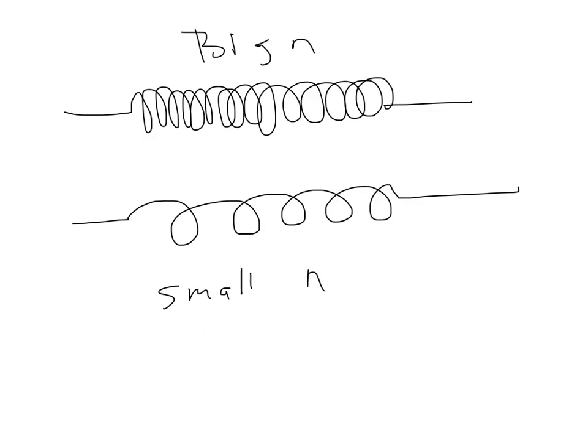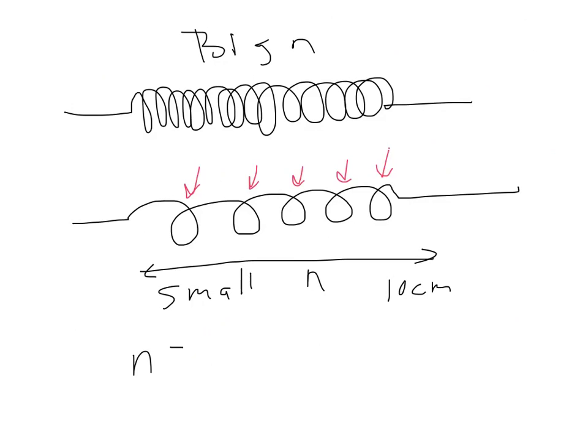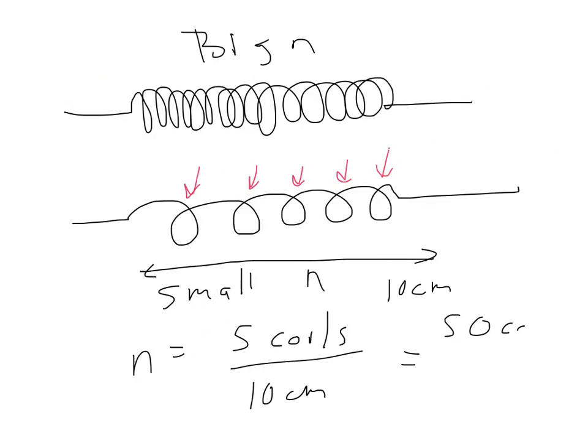And the way to calculate it is, you actually count the number of coils and you look at the length over which you're counting the number. So you might pick a length, let's say it's 10 centimeters, just for instance. And let's say we count 5 coils in here. I see 1, 2, 3, 4, 5. So my little n is then going to be 5 coils per 10 centimeters, which would be equal to 50 coils per meter.